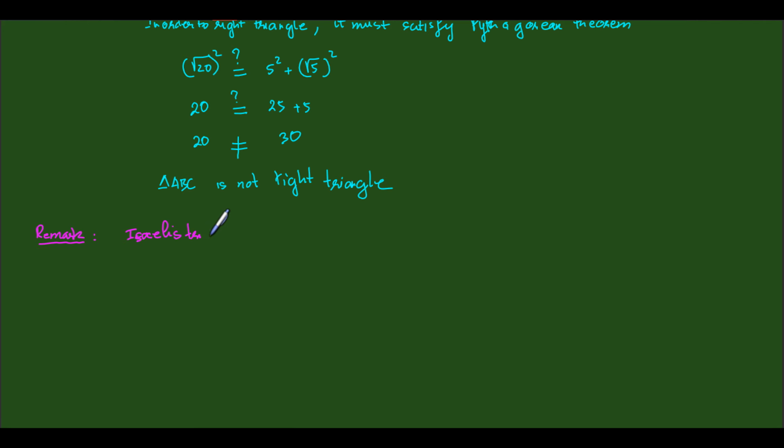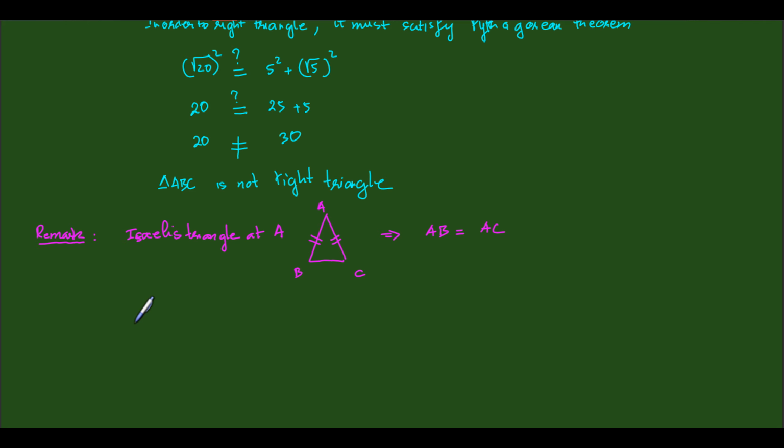triangle, then you have two sides equal. So for example, I have an isosceles triangle at A, and this is triangle ABC. Okay, it means what? It means that AB equals AC.